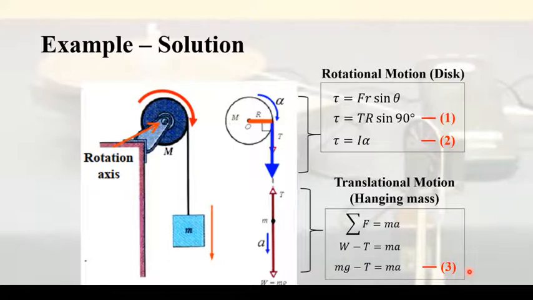So I have equation 1, equation 2, and equation 3. Now I want to solve these three equations. I want to simplify and combine them together. What should I do? Try to go through the question again. You will see that the information that you have is R, M, and g. You don't have the information for T, you don't have a, you don't have alpha, you don't have I.